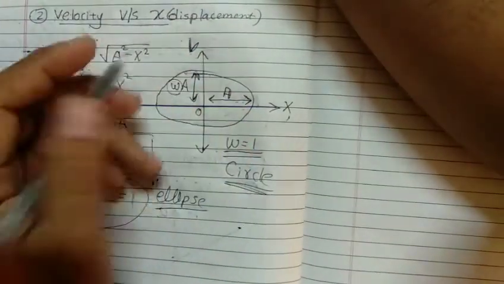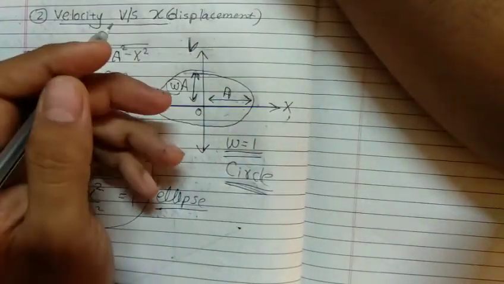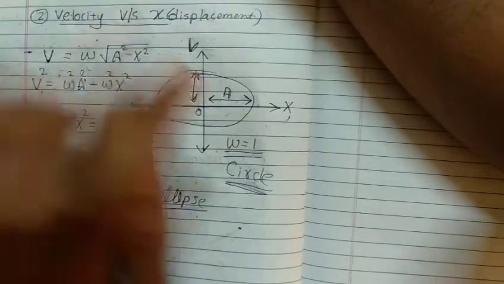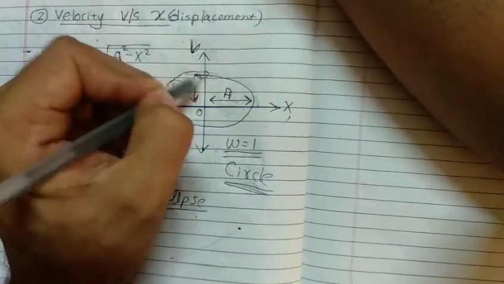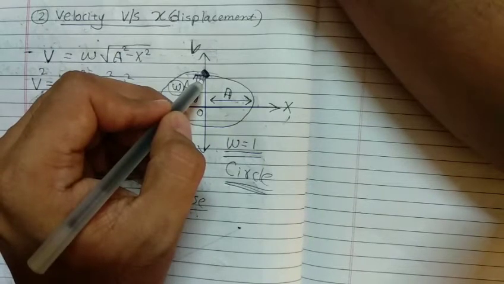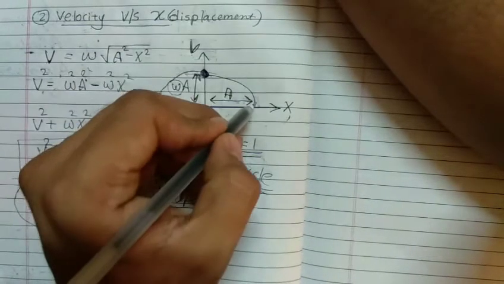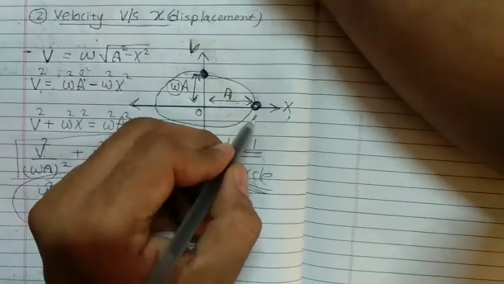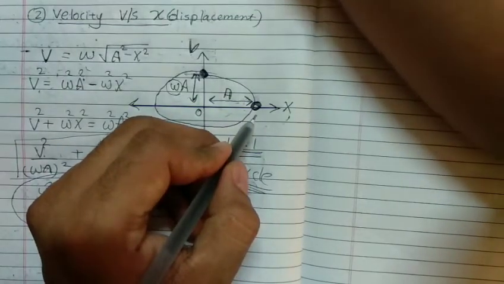Okay, you can remember that it is an ellipse, but in the ellipse you can see one simple thing: if you look at this point, it's a point on the ellipse. At this point velocity is maximum, but displacement is 0, right? And if you look at this point, at this point displacement becomes maximum but velocity becomes 0.